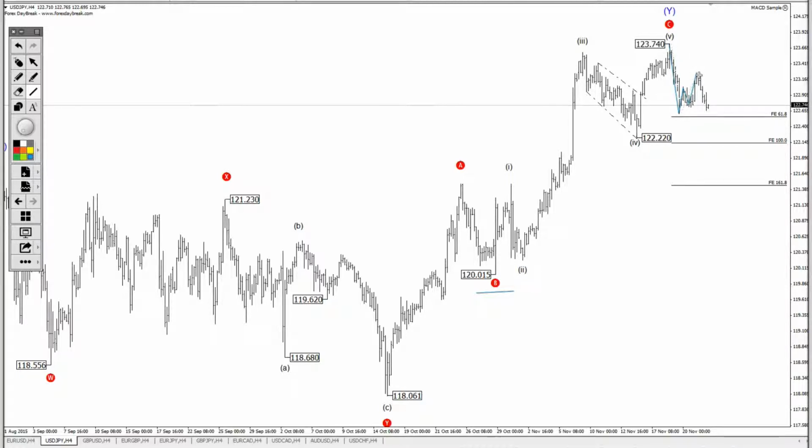this, so A and B, and now we can expect a 5-wave structure, maybe towards the 100% Fibonacci expansion level, or even lower towards the 161.8% Fibonacci expansion level. So one of those is my target. The first take profit level, I think, is wise to put on the 100% level.